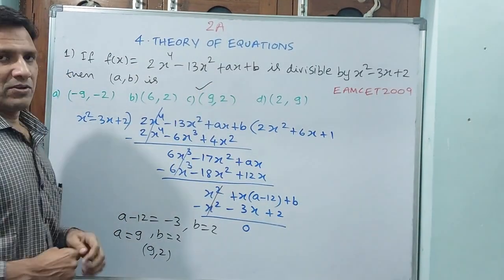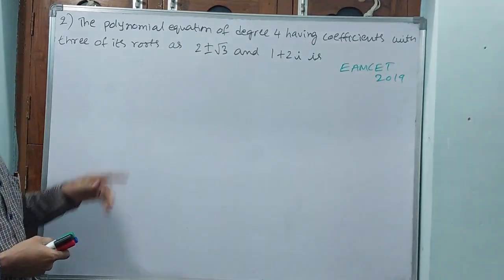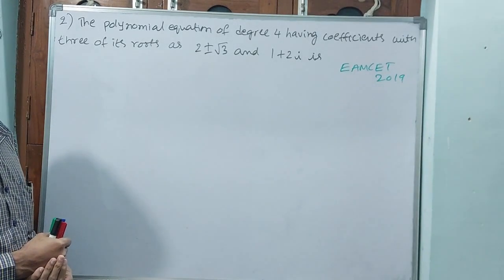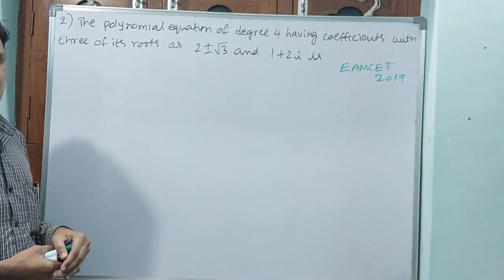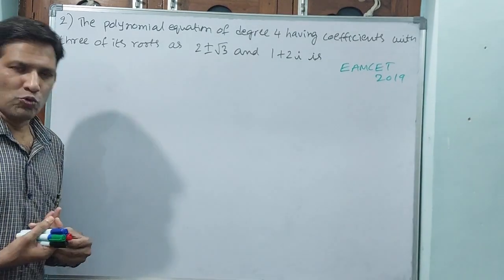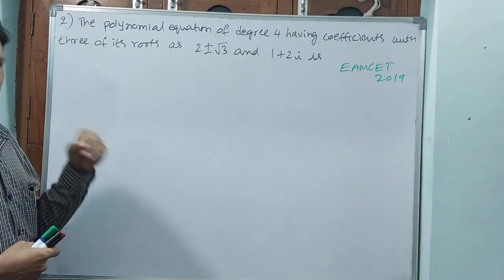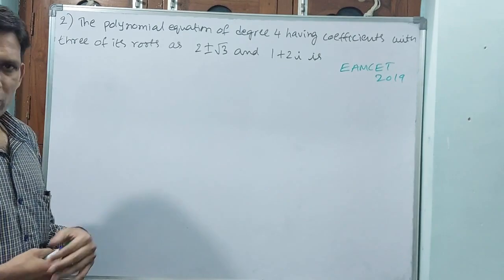Let us go for next question. Okay, see second question. The polynomial equation of degree 4. Degree 4 means how many roots will be there? 4 roots will be there. Why? Because see, quadratic equation has got 2 roots. Linear equation means 1 root. Root means here solution, that's all, x value. Cubic equation has got 3 roots.